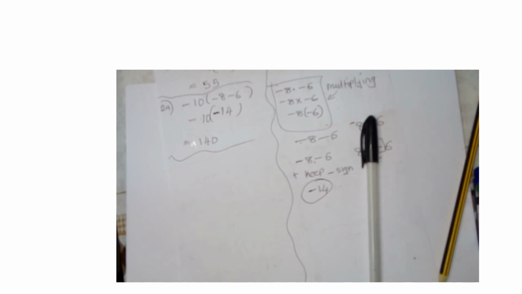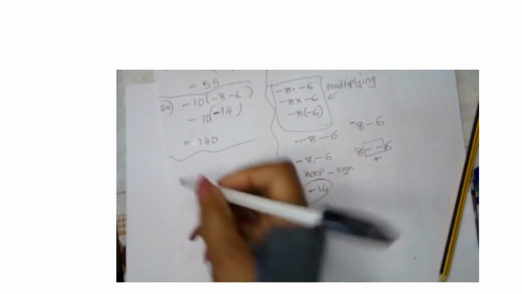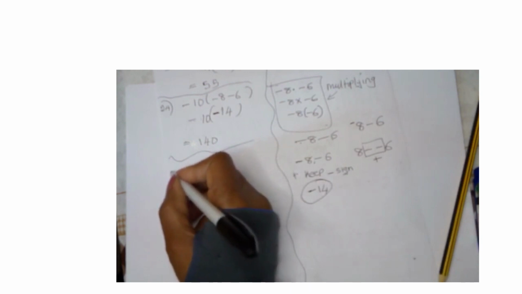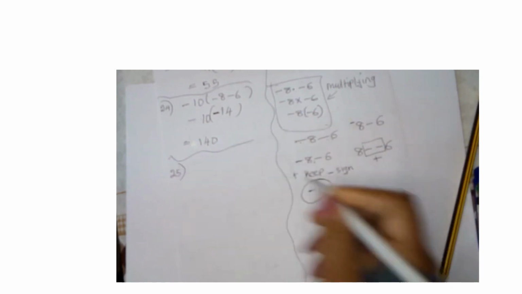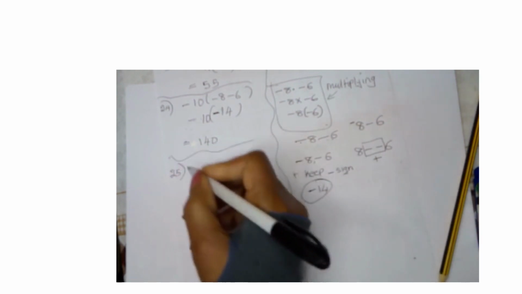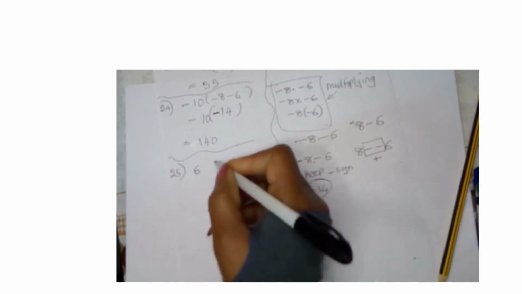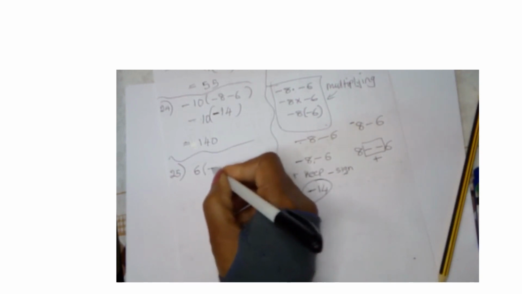Let's do question number 25, 26, and 27. The rest of the questions are the same. So we'll do question number 25, which says 6 multiplied by negative 12 plus 1.